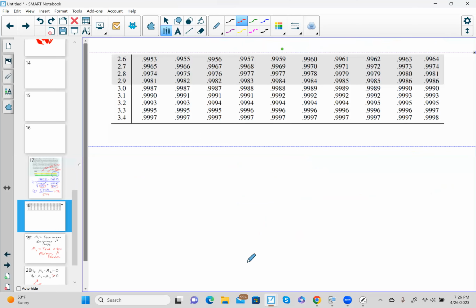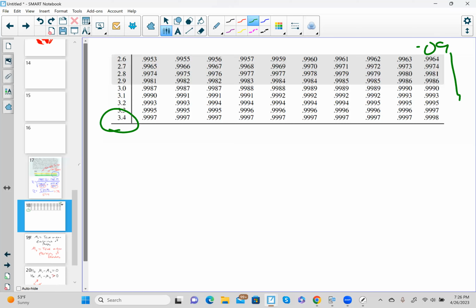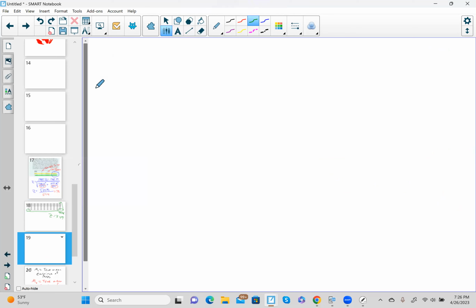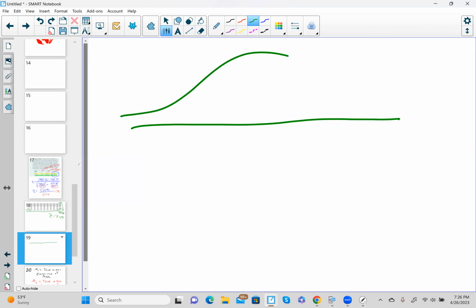And if we look in here, what we can see is 3.4, and then this column will be 0.09. So if I go down, the number I get is 0.9998, and then Z equals 3.49. So again, if we draw a picture of that, what that means is if we have a normal distribution, over here we have 3.49 equals Z.